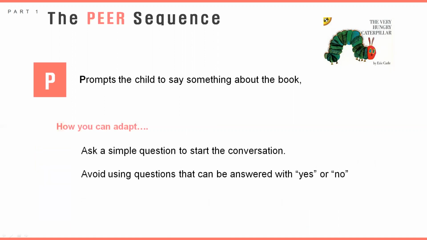So prompt, P, is how you can ask a simple question to start the conversation, and try to avoid using questions that can be answered with yes or no. You can see the book, which is very famous, The Very Hungry Caterpillar. On this page, you give the children the opportunity to engage in conversation. For example, you ask a question like, what is this? And what color is it? Such simple questions.